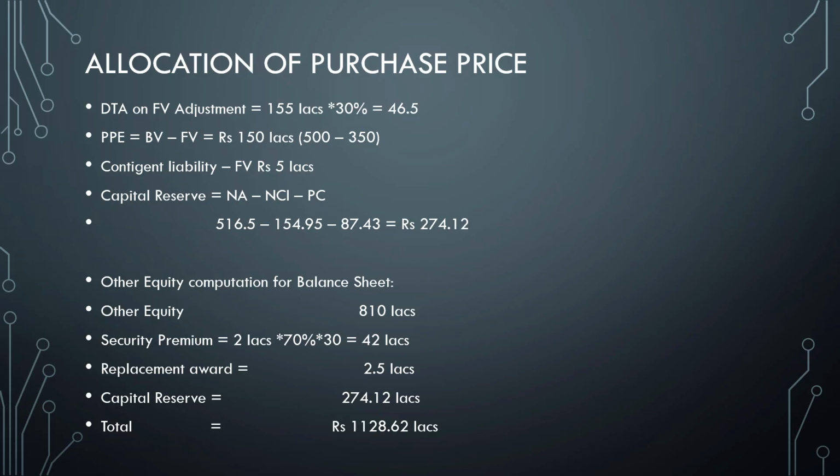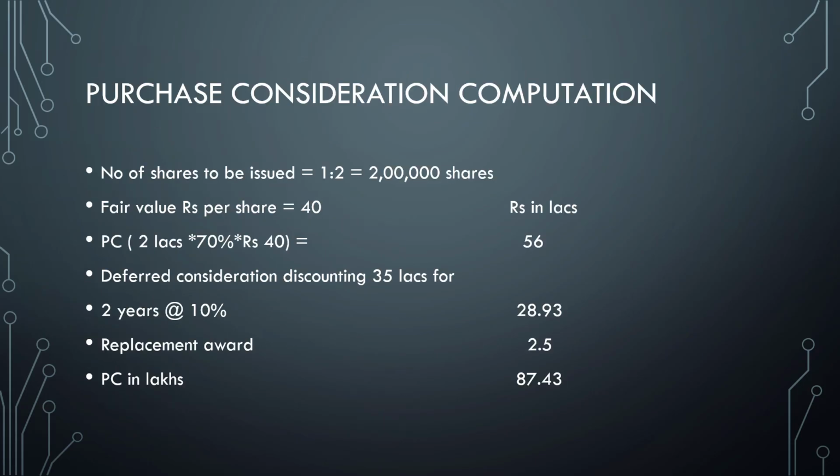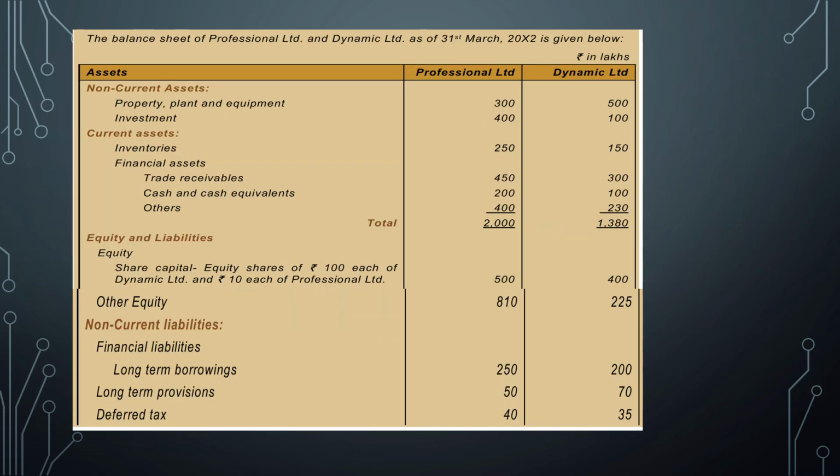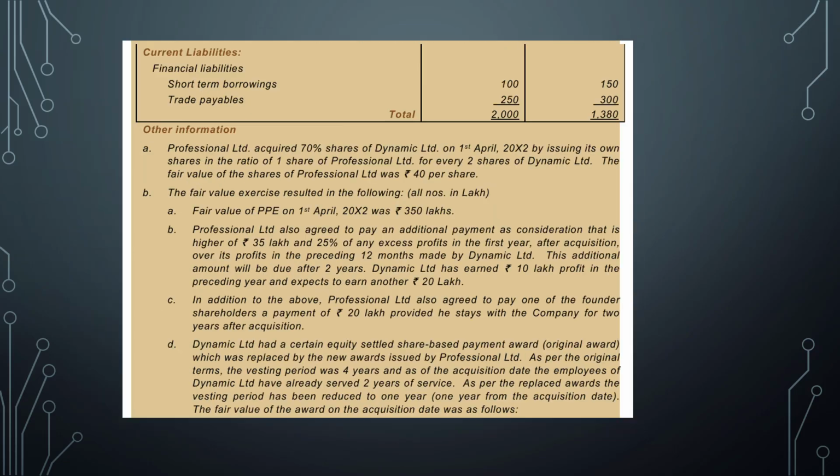So then you should compute the other equity computation. That is other equity 8-10 lakhs, that is 8-10 lakhs of the professional limited. Where it is given in the question, it is given here as other equity. The professional limited is 8-10 lakhs.